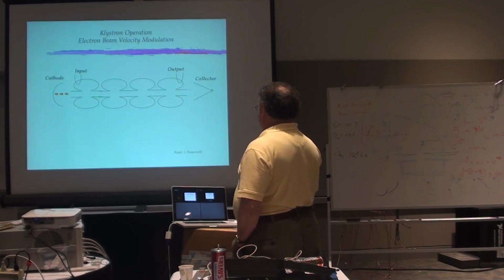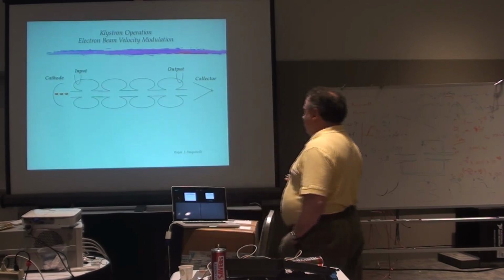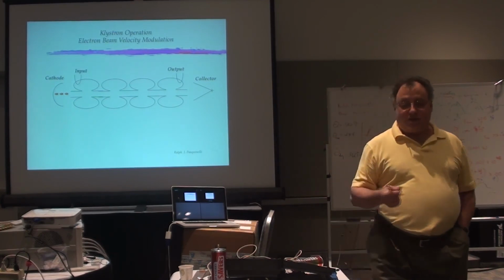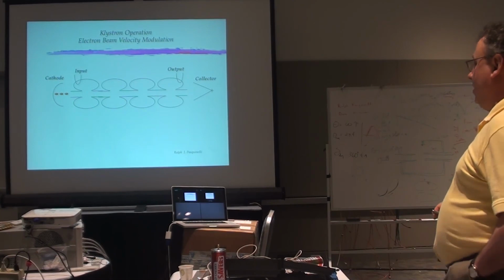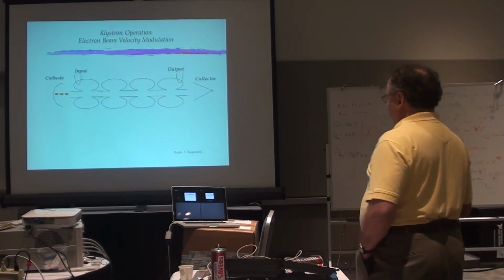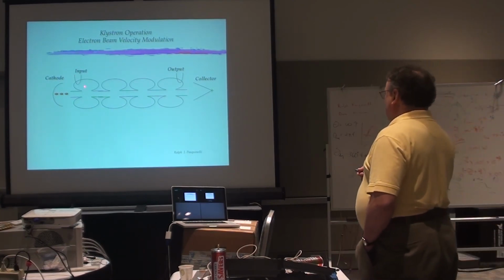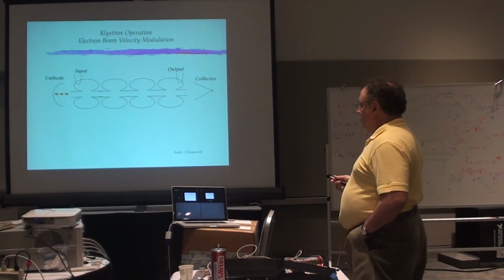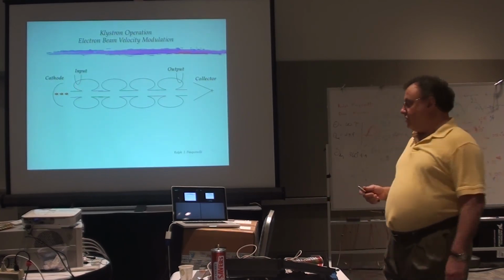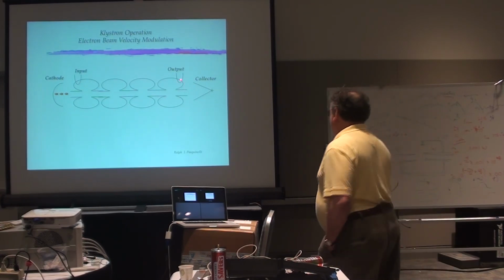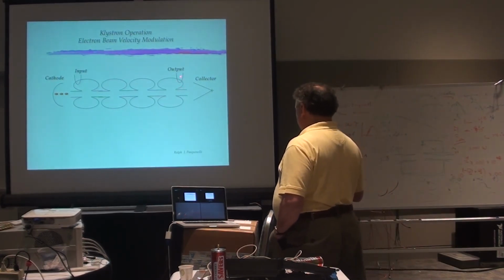It typically has a series of cavities. I'm showing 4 cavities here. Some have 3, some have 5. It's all a function of what the bandwidth of the klystron is supposed to be, and of course power levels. There's an input on it, typically a loop coupling on the input, so that you can get energy into the very first cavity. And there's an output coupler on the outside, so you can extract that energy.